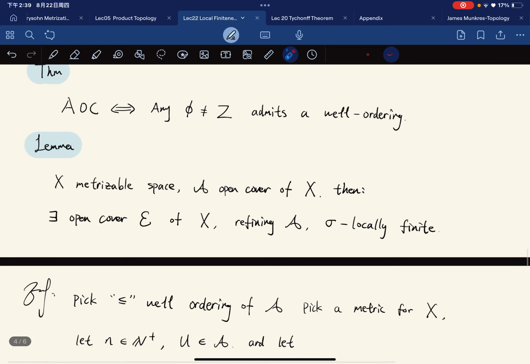And the lemma we're going to prove is that for any metrizable space and any open cover A of it, there exists another open cover refining A that is sigma locally finite.